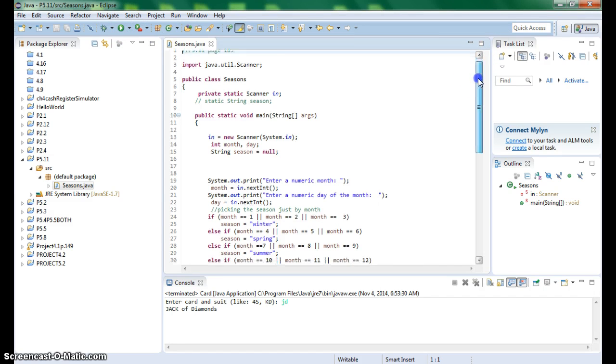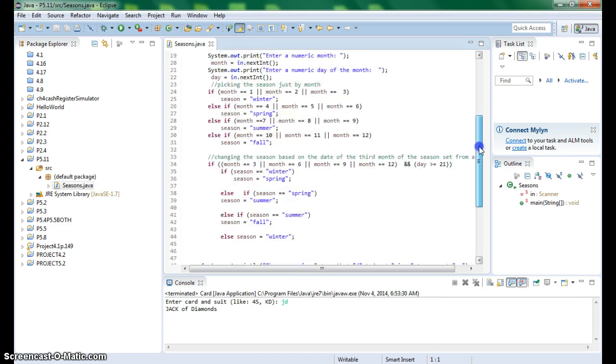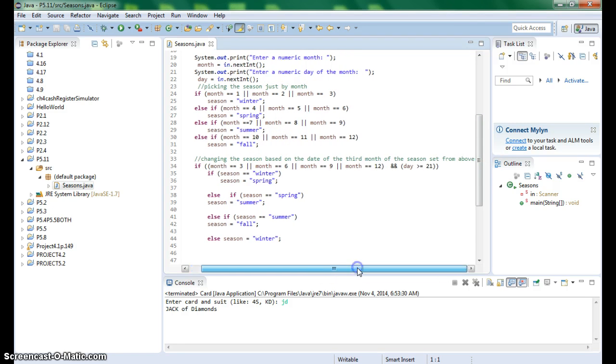Oh, here's the code. You enter a numeric month and enter a numeric day. And then it starts getting the seasons just by the month. And then down here, it changes the season based on it being the third month and the day being greater than the 21st. And so it runs that. So I'm going to put in some dates.